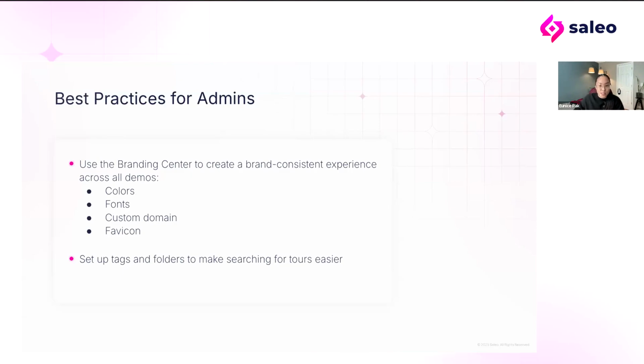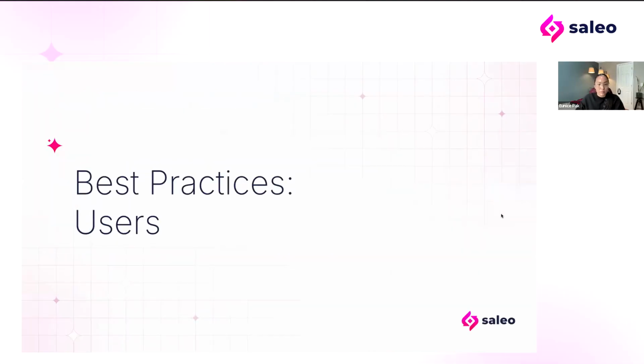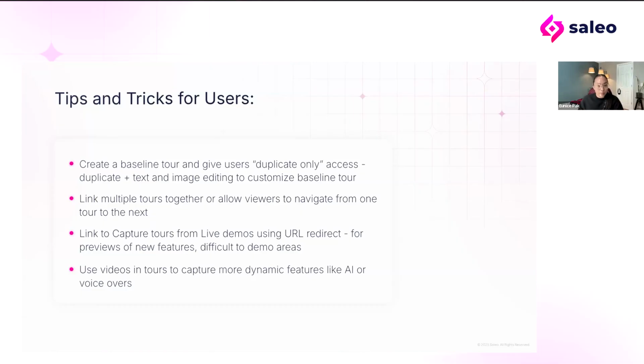Additionally, just some best practices and recommendations for end users here. So this I had kind of briefly mentioned at the top of the webinar today, but creating a baseline tour and giving duplicate only access to other users can help save time and resources. And then using that text and image editing can allow them to customize the most impactful areas of the tour. You can also link multiple tours together to allow for viewers to navigate from one tour to another. So using that add link annotation allows you to add external URLs to the links as well. So that can be really helpful, where if you're creating more modular tours for each individual feature set, you can then link them together to create more of an end-to-end experience.